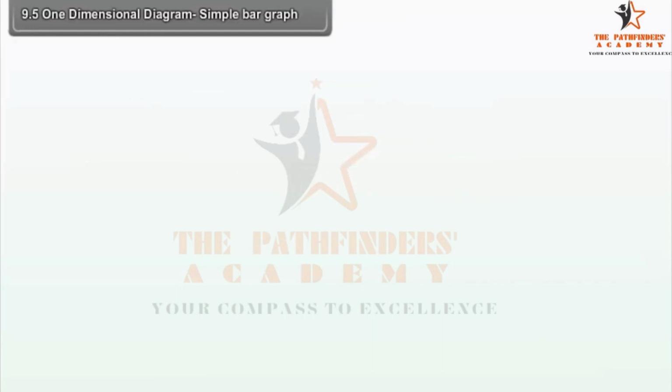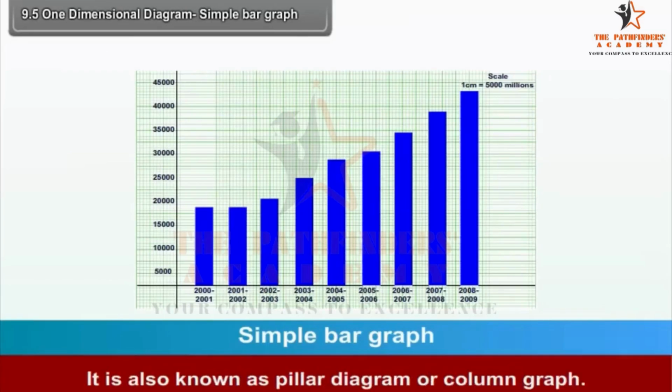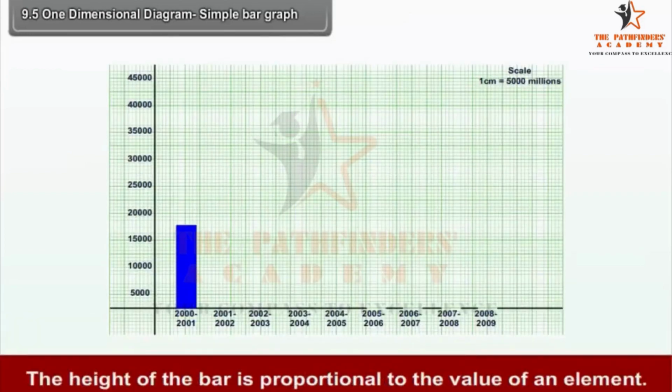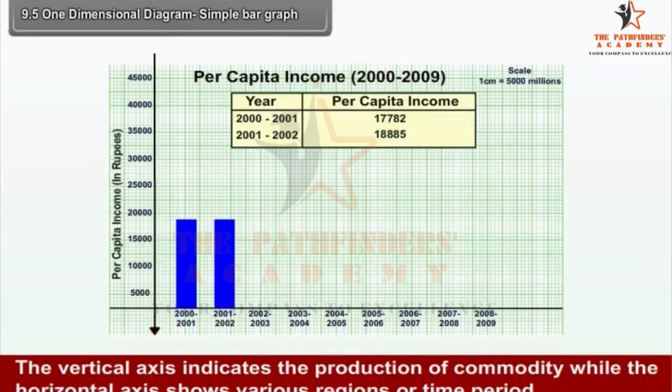Simple bar graph. It is another one-dimensional diagram. It is also known as pillar diagram or column graph. The height of the bar is proportional to the value of an element. When the variations are small, this method is very effective. The vertical axis indicates the production of commodity, while the horizontal axis shows various regions or time period.